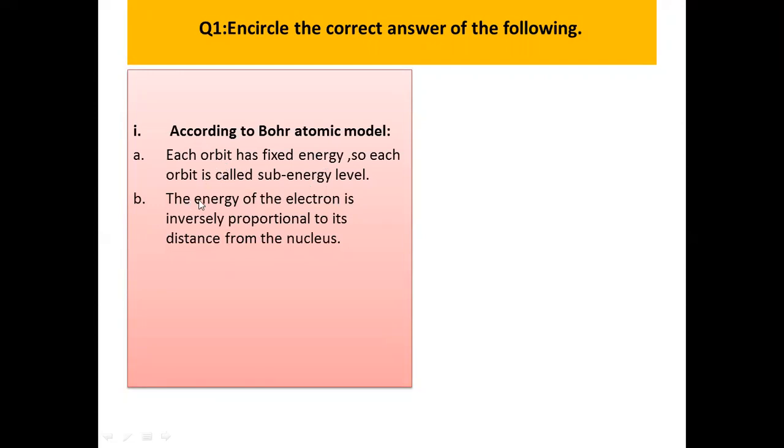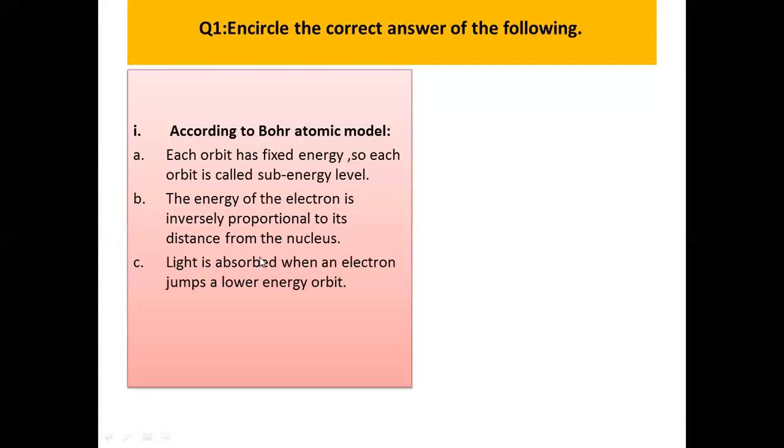Second statement, the energy of the electron is inversely proportional to its distance from the nucleus. Again, this statement is wrong because energy of electron is directly proportional to its distance from the nucleus. It is one of the postulates of Bohr atomic model, which state that farther the electron from the nucleus, the more energy it has. So this relationship is direct, not an inverse relationship.